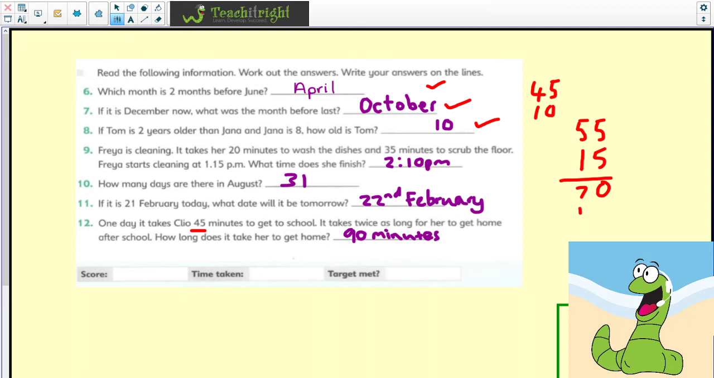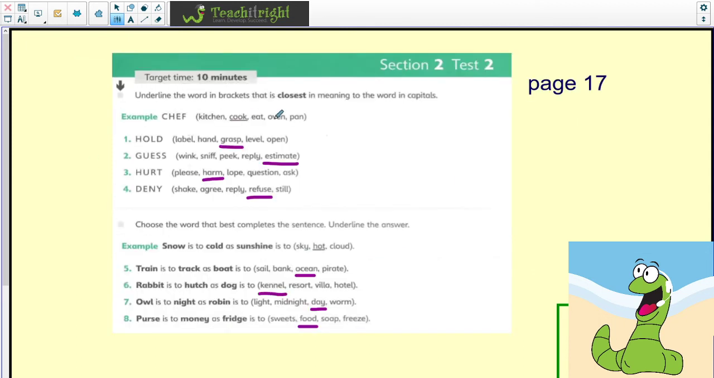Okay, so excellent stuff. Let's move on to the next little test that you had to do, and this was section 2, test 2. So make sure you're now on page 17, and we've got hold and grasp. So these are synonyms. They're closest in meaning, so we're looking for the 2 words that mean the same. So we've got hold and grasp. Guess and estimate, you might do that in maths. Hurt and harm, deny and refuse.